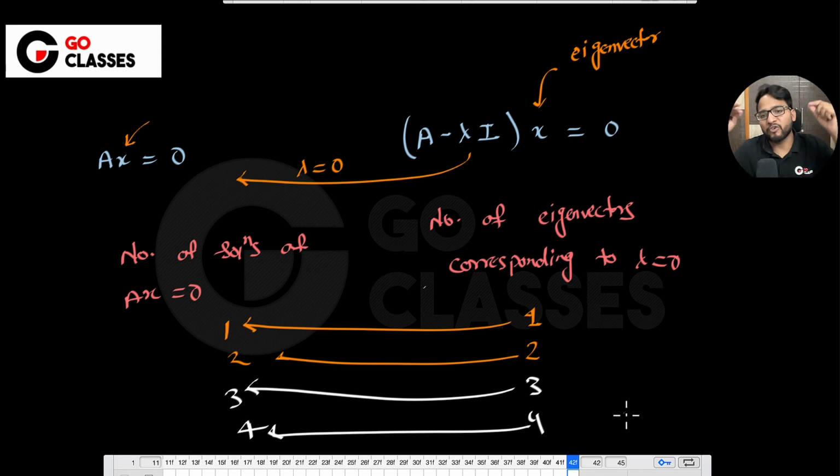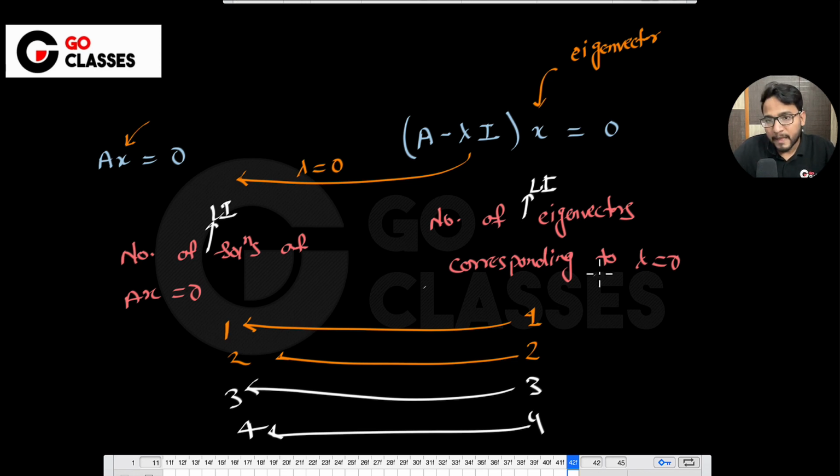So basically, whenever I say the number of eigenvectors corresponding to lambda equal to 0, whenever I'm saying number, it always means linearly independent solutions. Okay, the number of linearly independent eigenvectors, basically the number of linearly independent solutions. Otherwise there are obviously infinitely many eigenvectors corresponding to any lambda, because if x is an eigenvector, then kx is also an eigenvector. That's what we have already seen in our course.